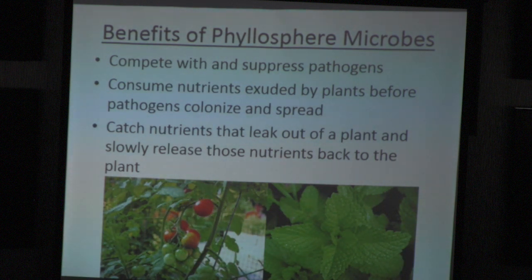They compete and suppress pathogens. On your leaves, you know how you can get those airborne spores coming in? They're interacting with the microbes on your leaves right there. And then they can also consume nutrients. If you talk about foliar sprays later, you can spray on. It's like the skin, it can absorb these nutrients exuded by plants before the pathogens can colonize and spread. And also, if the plant is putting out nutrients, they can slowly release the nutrients back to the plant. So there's quite a bit there.